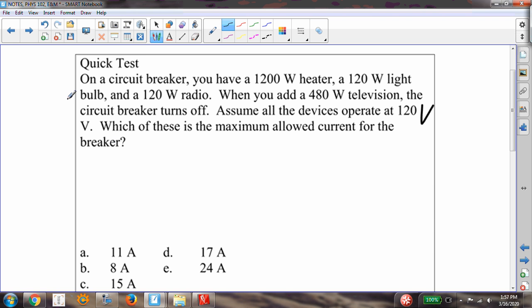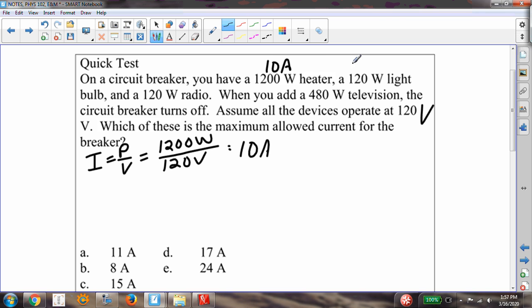So first of all, a circuit breaker turns off when you exceed a certain current. For most houses, that's 15 or 20 or 30 amps. But in this case, it's not necessarily any set value. So the first thing I do is figure out what is the current in each of these devices. I know that current is power over voltage. For that first one, it's going to be 1200 watts divided by 120 volts. That's 10 amps. So I have 10 amps here, 1 amp here, and 1 amp here.